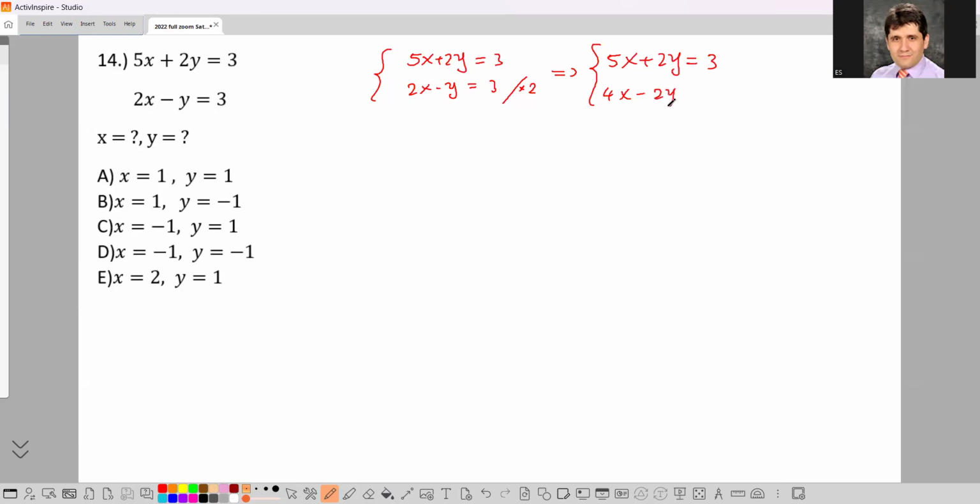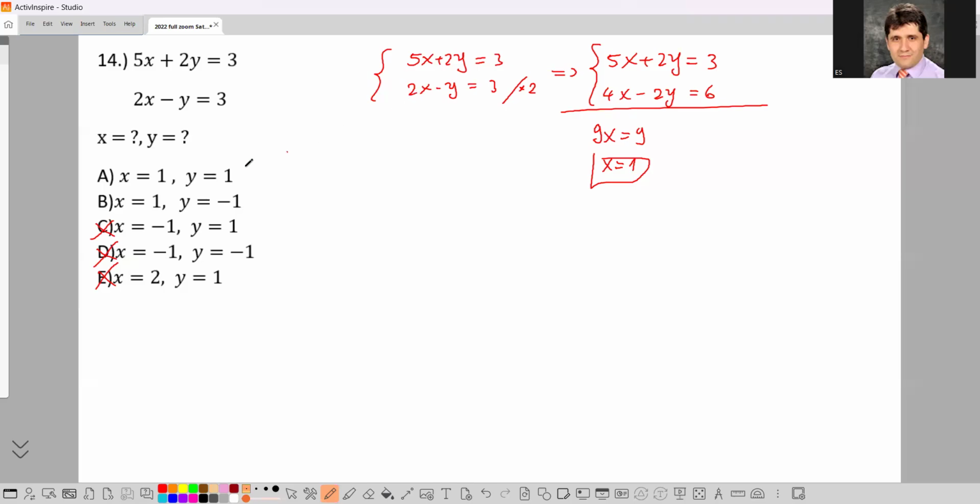minus 2y is equal to 6. And now add side by side, positive and negative 2y cancels out. 5x and 4x, that's 9x is equal to 9. X is 1. Now that I got that x is 1, I can just cancel out these options. So it's one of these two. Well, there are two ways of continuing. Either we go back and substitute x, which will be the more proper mathematical way.